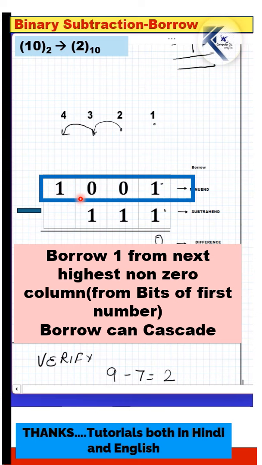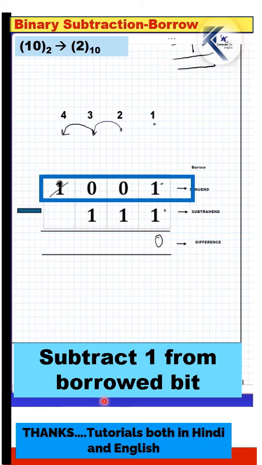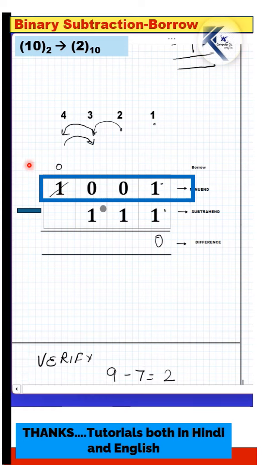But it has to be done in a specific order, and that is called cascading order. First, update the borrowed bit in column 4. Subtract 1 from the borrowed bit. So 1 minus 1 is 0. Now come to column 3. Add or write the borrowed 1 alongside this top bit 0.